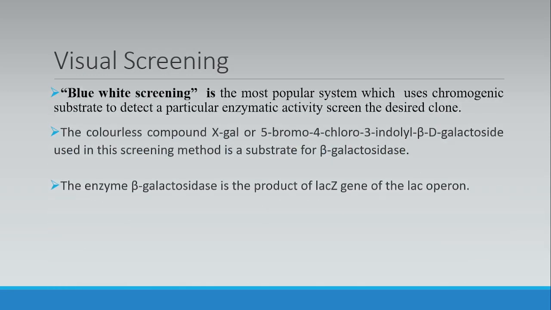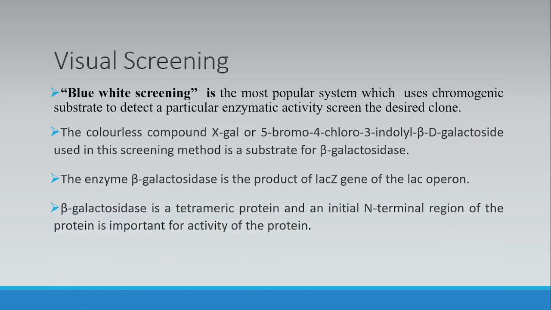To continue, in this video we'll be dealing only with the direct methods, that is, the selection of recombinants. The first method being visual screening. Here, the blue and white screen is the most popular system, yet another method is the use of antibiotic resistance markers.